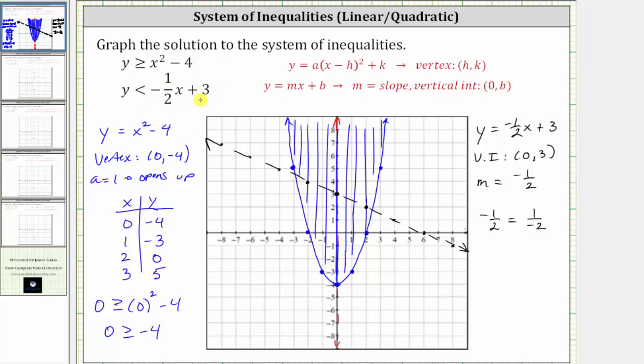But again, let's go ahead and select the test point. Again, let's use the origin (0, 0). So we substitute 0 for x and 0 for y, which gives us 0 is less than negative 1/2 times 0 plus 3. Simplifying, we have 0 is less than positive 3, which is true. So because the ordered pair (0, 0) produced a true inequality and (0, 0) is below the line, we shade below the line.